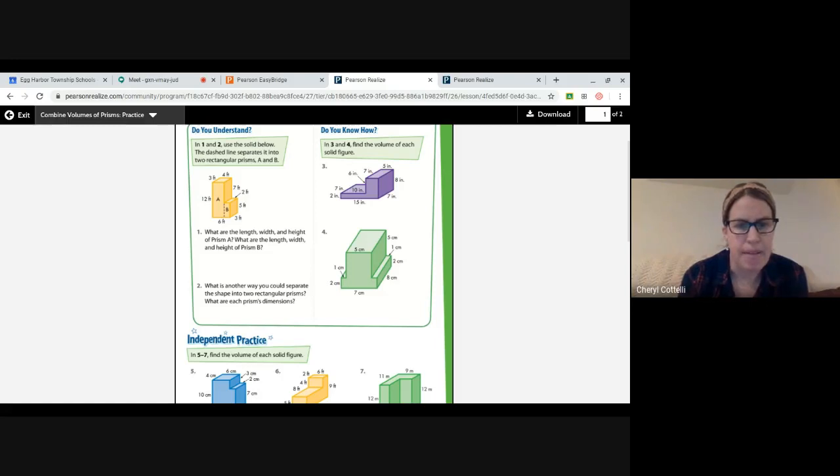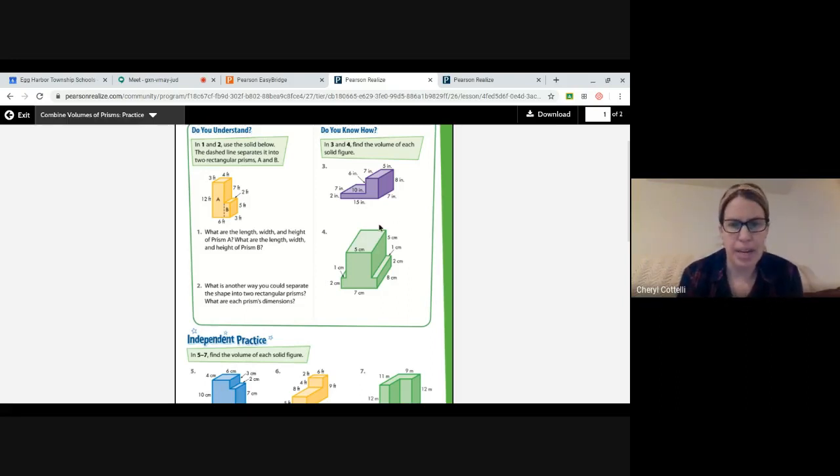Then we go to prism B. Okay, so I have the length. Well, it's not 6 because that's A too. So you look back here. Oh, it's 2. What's the width? How far does it go back? 3. So 2 times 3 is 6. And then how high is it? 5. So 6 times 5 is 30. And then what you would do is you would write that down, 30 cubic feet. 30 plus our 144, 174 cubic feet would be the total.